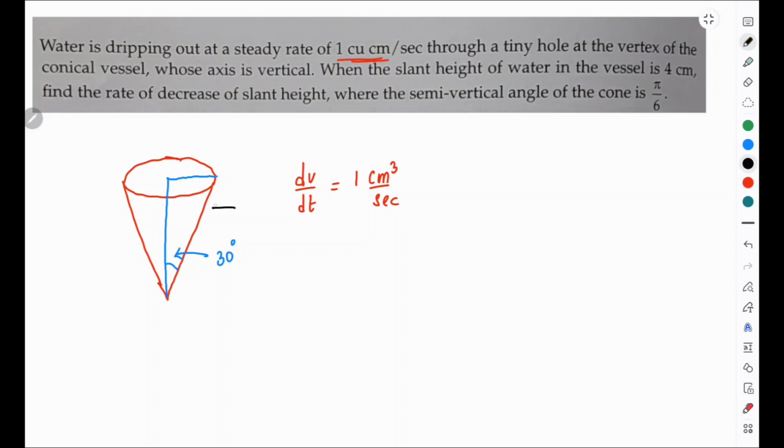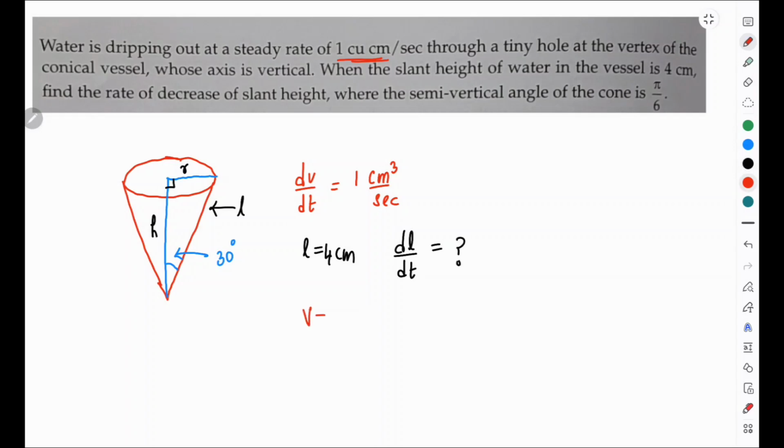And one more thing, what they've spoken is about the slant height. So let this be h and this be r. And when the slant height is 4 centimeter, they are asking you to find the rate at which the slant height decreases. So they are asking about this only.